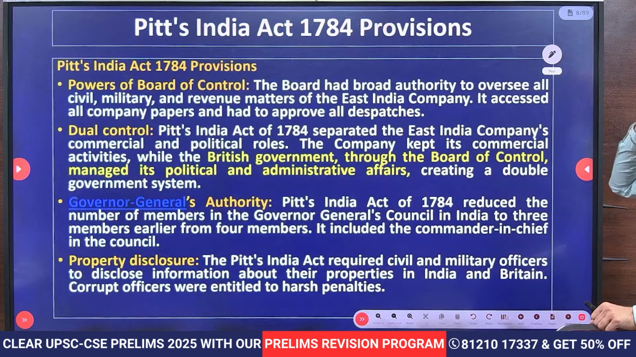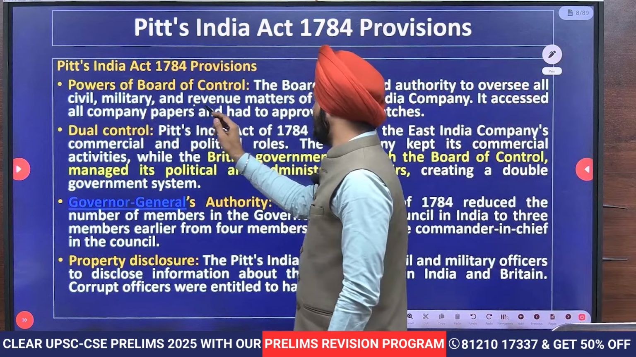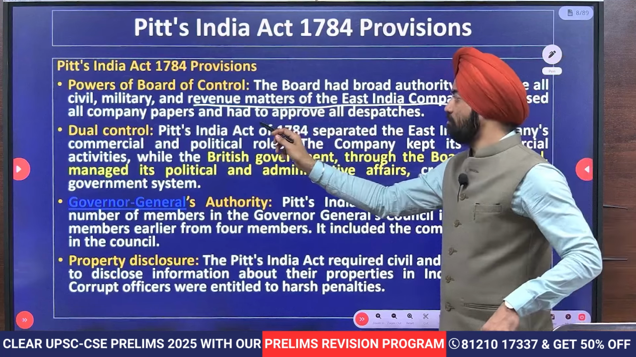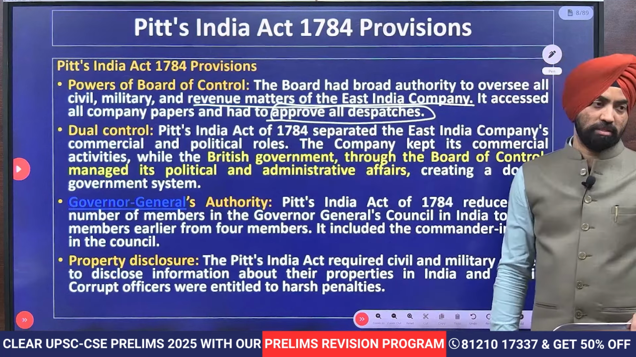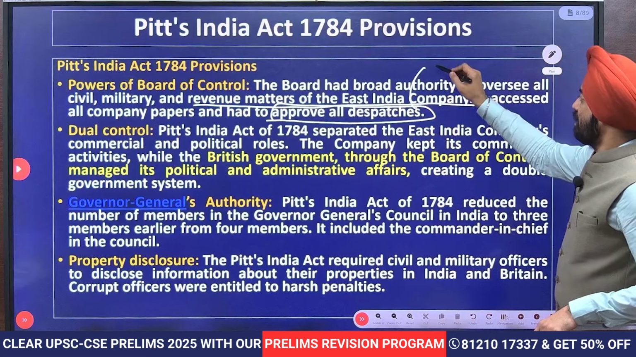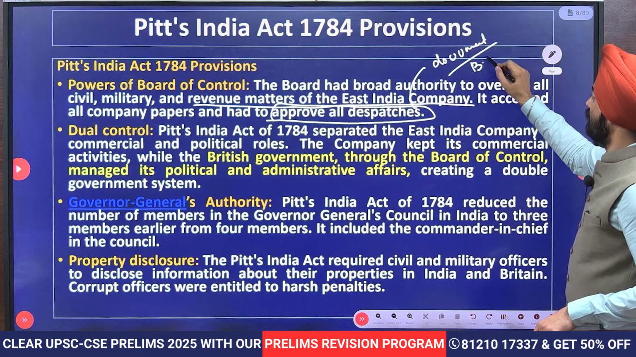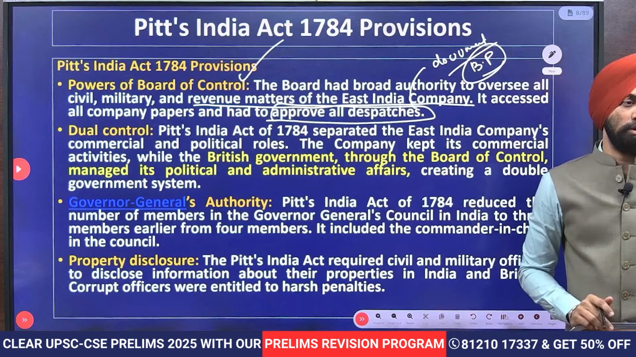Then the board had broad authority to oversee all the civil, military and revenue matters of East India Company. It accessed all company papers and had to approve all the dispatches. What is this dispatch? Any document that has to be sent to the British Parliament had to be approved by the Board of Control, right?